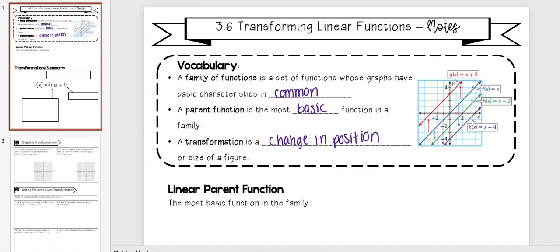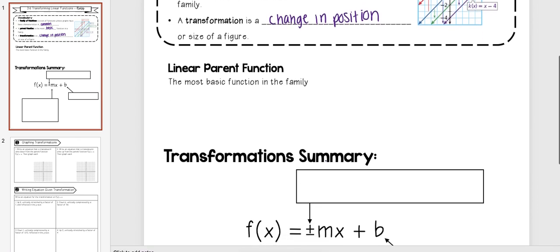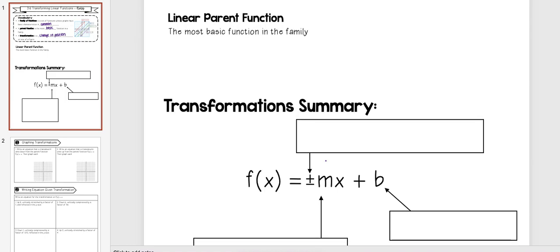And so we kind of see that right here. Here I have f of x is equal to x, that's my parent function, but I can see it changes where it is based on what you add to it or multiply to that parent function. And so the linear parent function is the most basic function in the family, and for us that's going to be f of x is equal to x. Or in other words, you can think of that as y is equal to x. Because remember, f of x and y are the same thing.